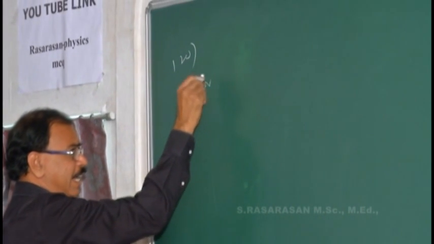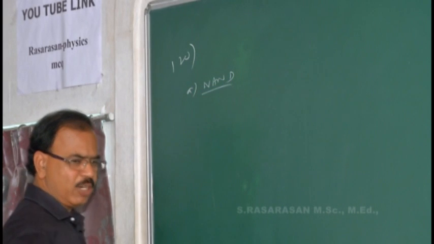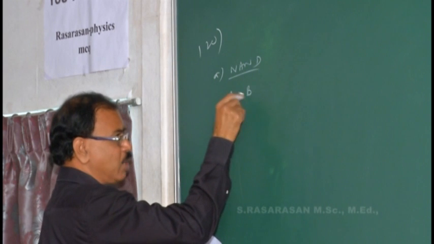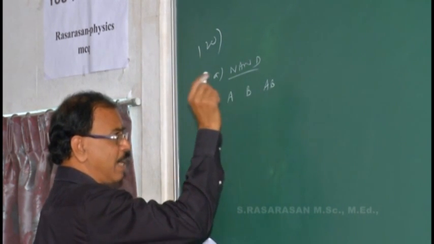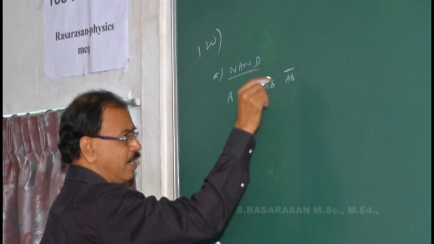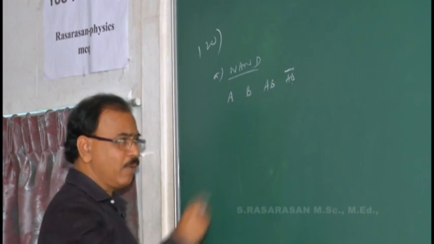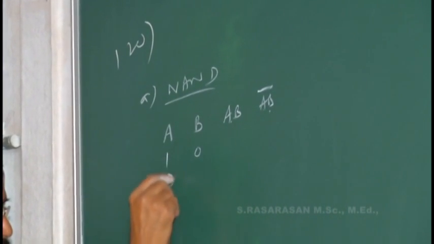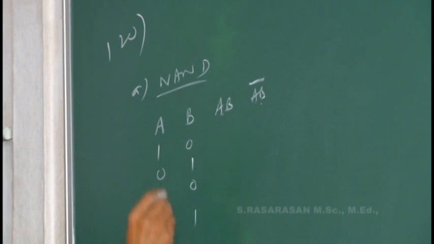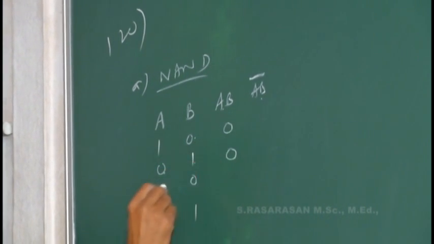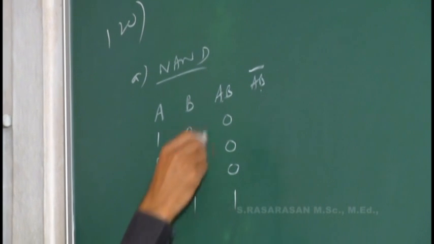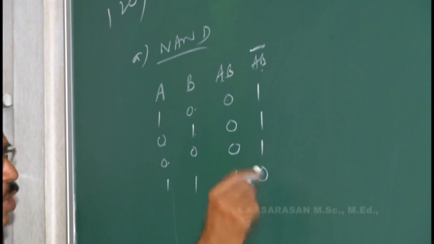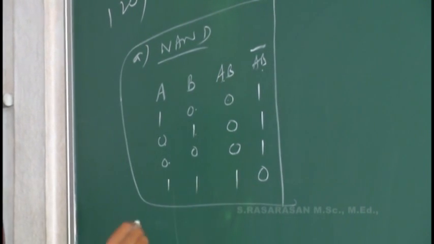First, NAND gate. NAND is nothing but AND with NOT. Let us put the truth table. A is one input, B is one input, A and B is the output of AND, and the complement of A and B is NAND. The inputs are 1 and 0, 0 and 1, 0 and 0, 1 and 1. So 1 and 0 is 0, 0 and 1 is 0, 0 and 0 is 0, 1 and 1 is 1. The complement of 0 is 1, of 0 is 1, of 0 is 1, and the complement of 1 is 0. So this is for a NAND gate.